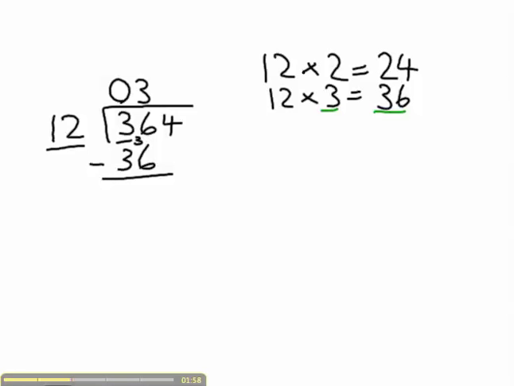Take away, that would be 0. Bring down, which would be 4. How many 12s in 4? There would be no 12s in 4. Now what we want to do is we want our answer to be a decimal. So what we've got to do now is add a point in, and a 0 in. There's no point just adding a point. We've got to put a 0 in as well. Now we can bring the 0 down to make this 40.